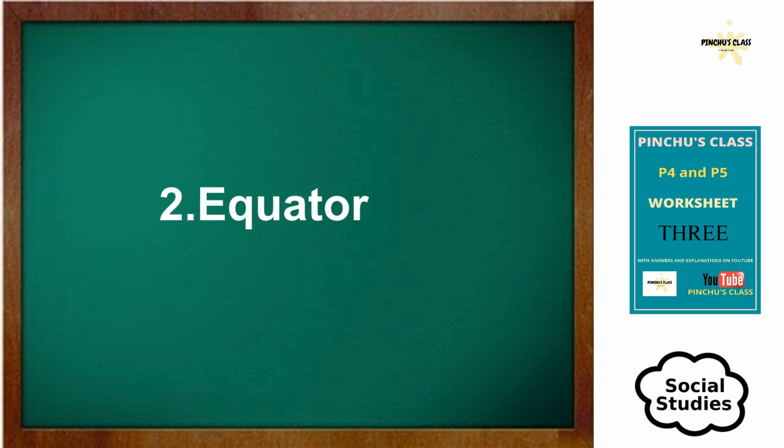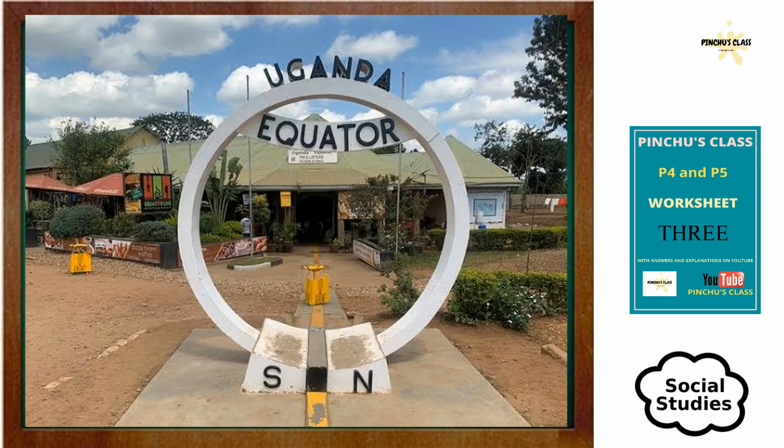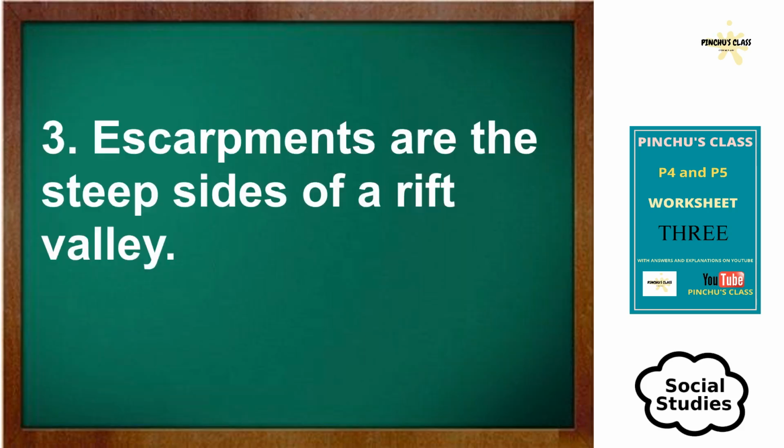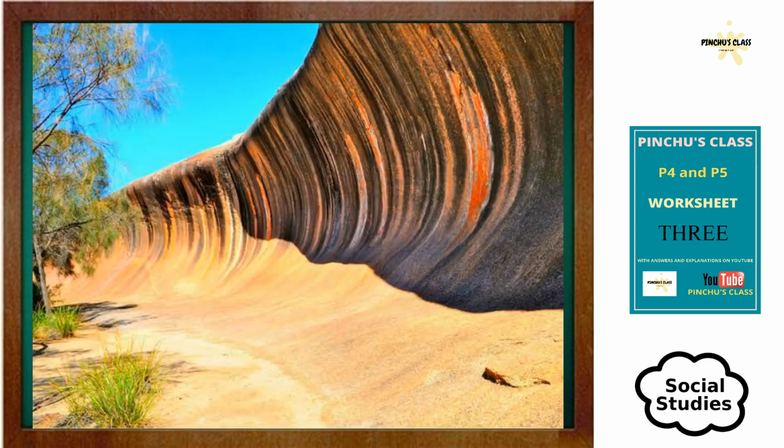the line of latitude that passes through Uganda is known as the equator. Yes, most of you who have gone to those places where the equator passes, you normally see that sign which you're seeing on your screen to show that that is the equator. Number 3, escarpments are the steep side of a rift valley. Yes, you see those escarpments on your screen. So those are the steep sides of a rift valley.